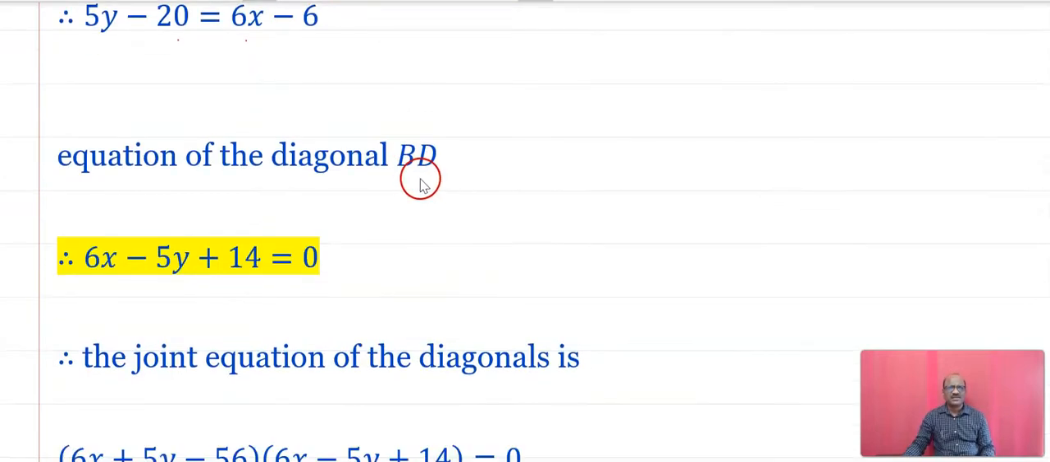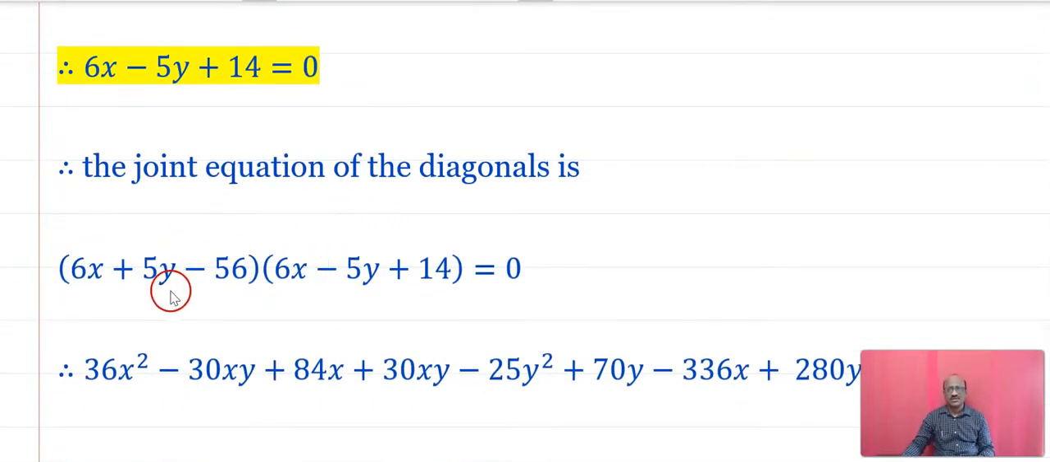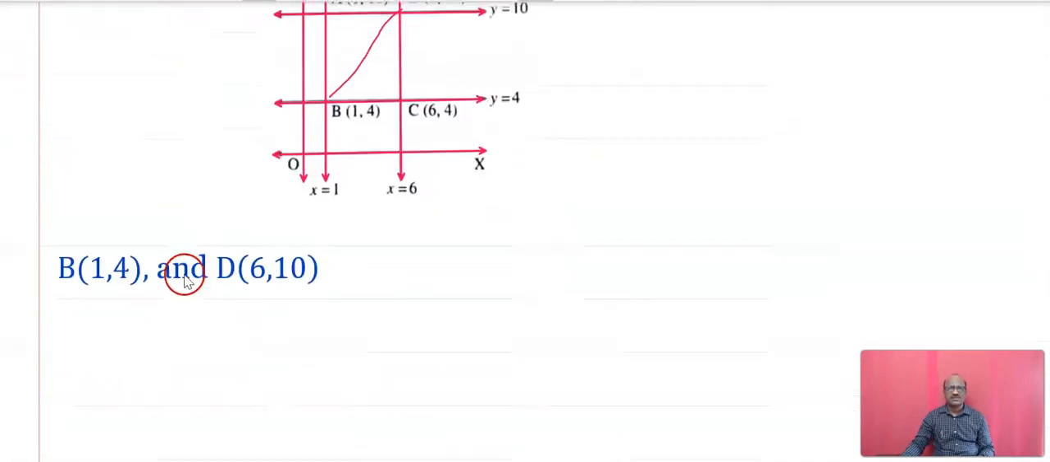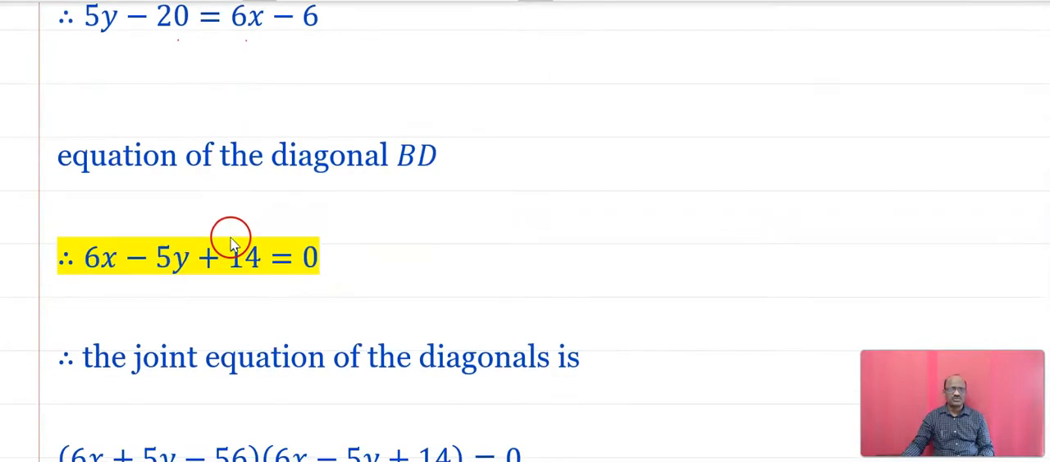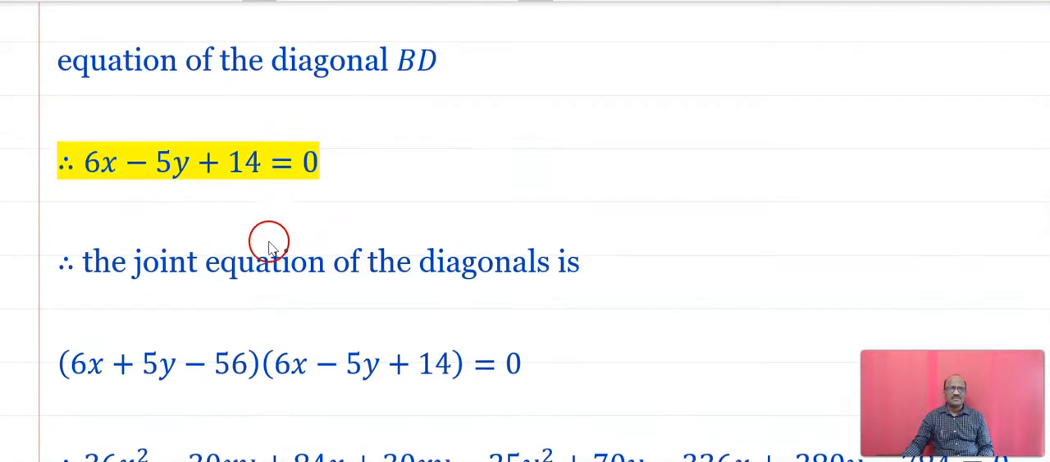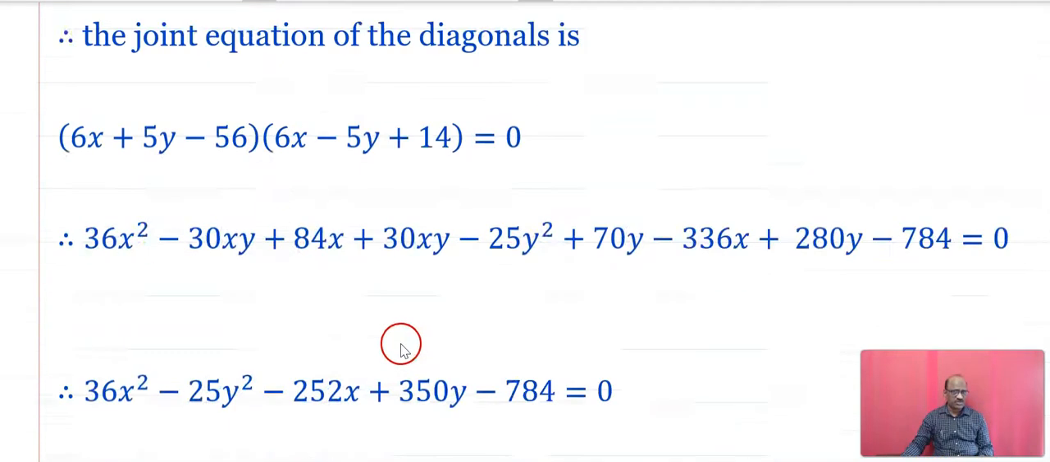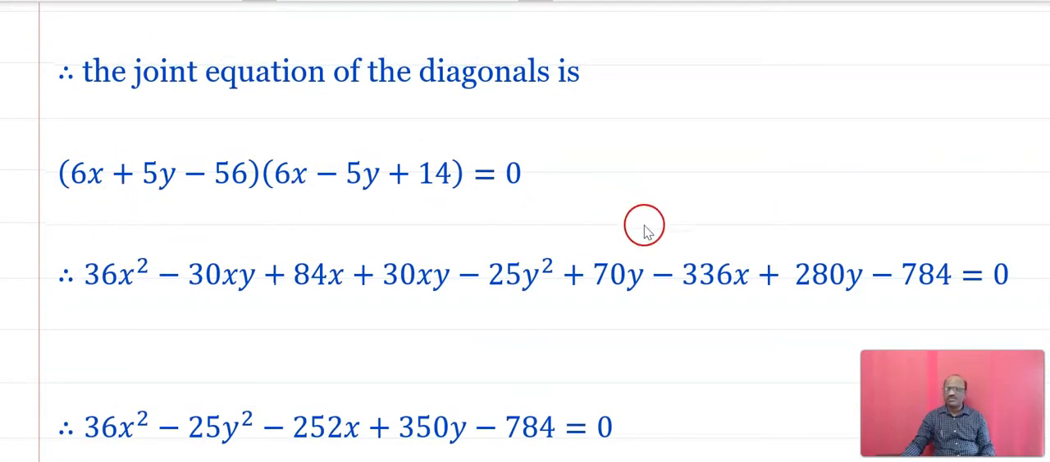And here this is the equation of the diagonal BD, that is 6x plus 5y plus 14 equals 0. And their joint equation: the first is, what is the first equation? 6x plus 5y minus 56 is equal to 0. And second is 6x minus 5y plus 14 is equal to 0. Their joint equation, you can perform their product.